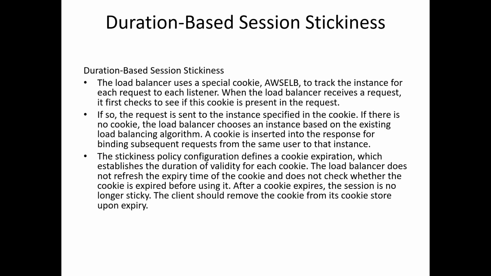So what the client will do is remove the cookie, and then he will no longer be connected to the same instance, right? So the session is no longer stuck, and it will go to a different EC2 instance, which we call cookie expiration. Here you can see it tracks the instance for each request. When the load balancer receives a request, it first checks if the cookie is present in the request. If it is there, it uses this inbuilt mechanism to check. If it is not available, once it is expired, it will route to any other alternative EC2 instance. So that is the rule.